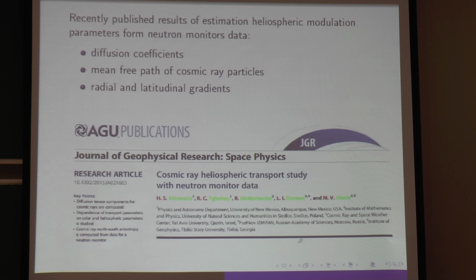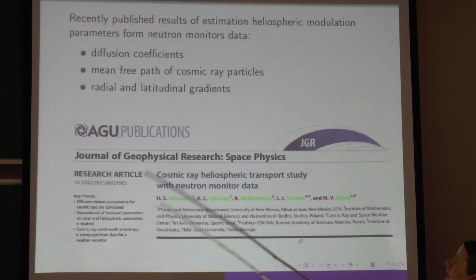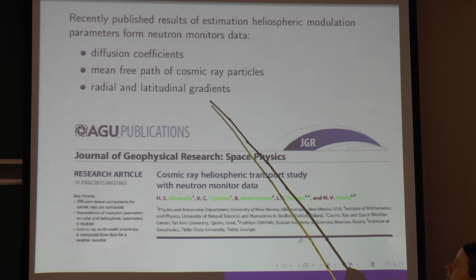Recently published results of estimation of these parameters, which we are talking about. One month ago, we have this paper in collaboration with Professor Aluvalia, and in this paper we calculate diffusion coefficients, mean free path of cosmic ray particles, and radial and latitudinal gradients. The parameters are for Earth orbit.